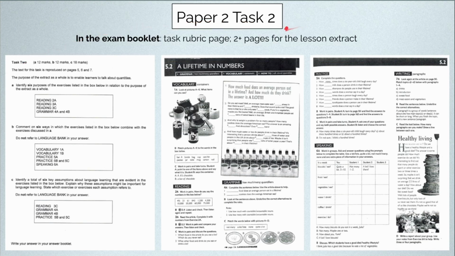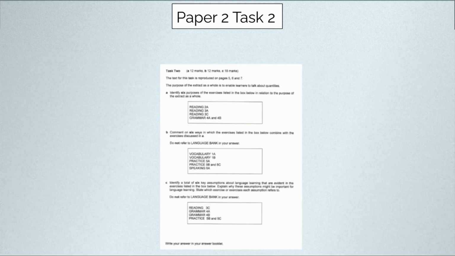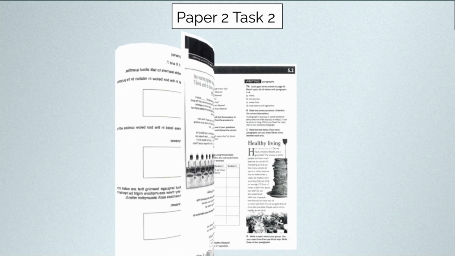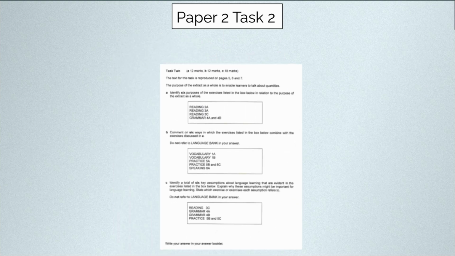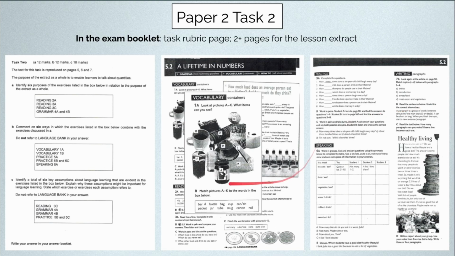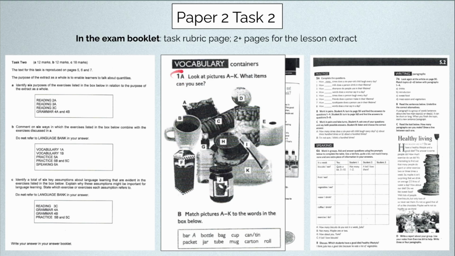So moving on to the task itself, in the exam booklet, you get the task rubric page and 2 or more pages for the lesson extract. This makes the task the most fiddly of all the tasks in terms of page turning, going back and forth. And going back and forth constantly is a bit annoying and also time consuming. If we blow this up a bit, we can see vocabulary 1A, vocabulary 1B.